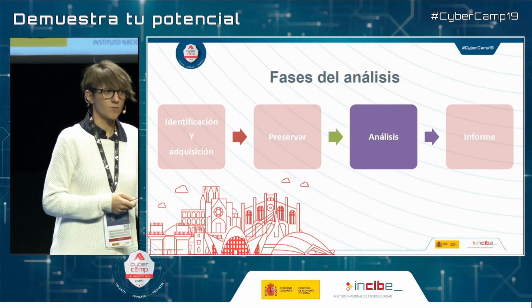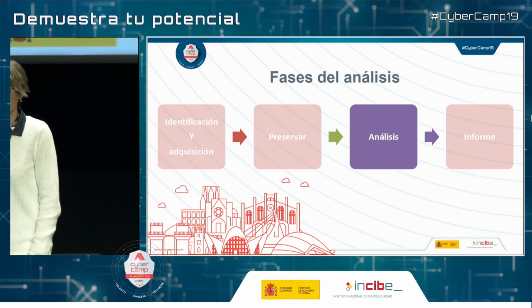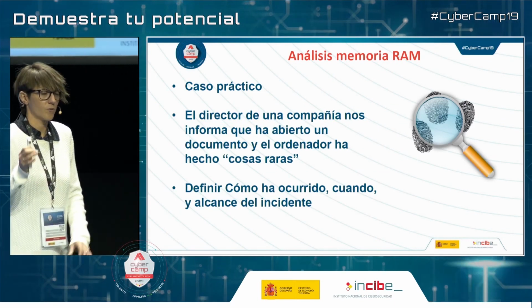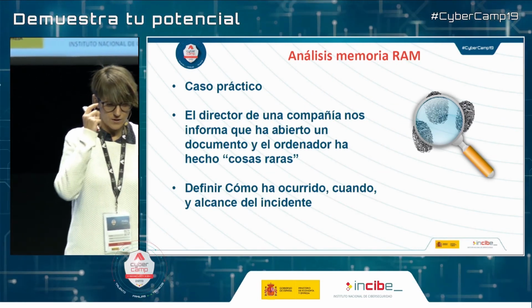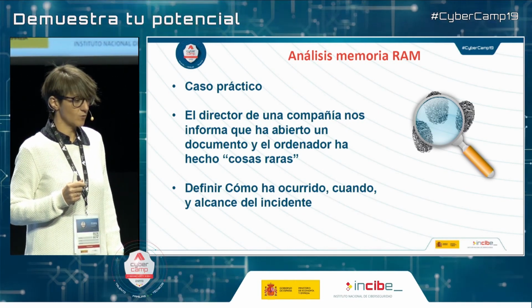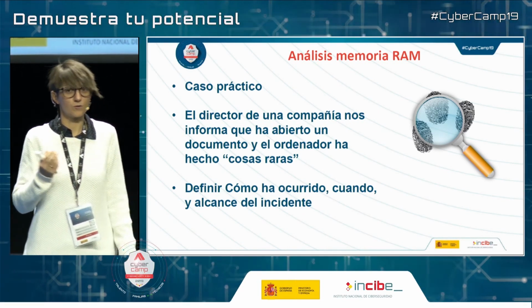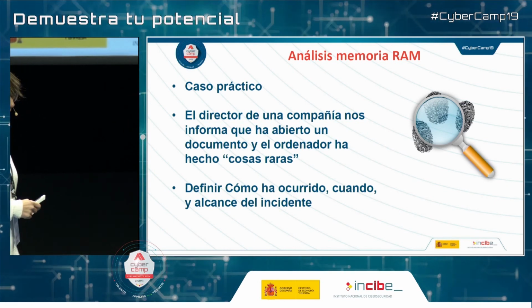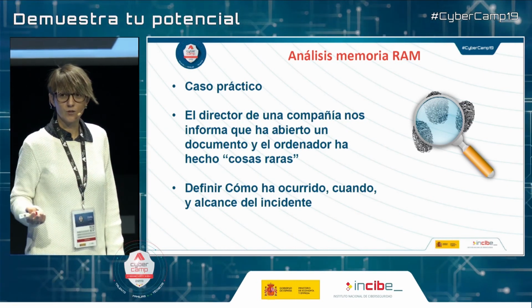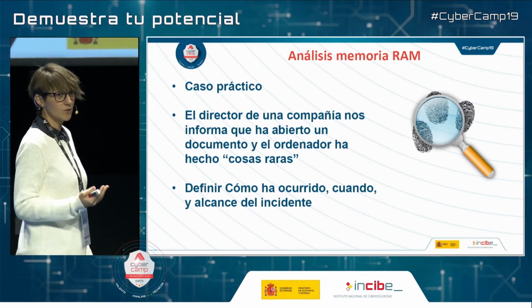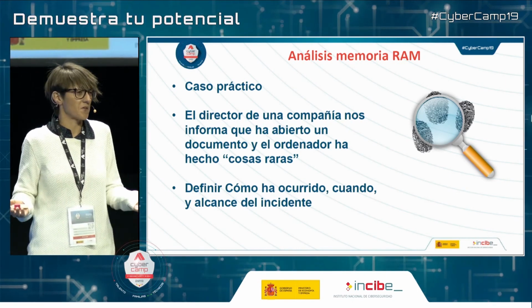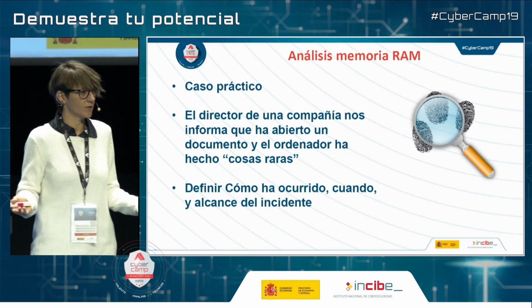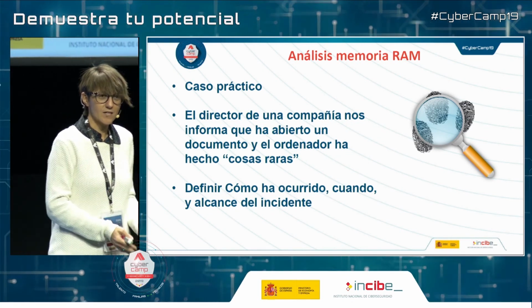Now, we've done everything right. We go on to our analysis, we've got our evidence, we've preserved it, and so we start analyzing. And where do we start here? The evidence that I'm going to use on these slides belongs to a practical use case that we have for practice. It's not a real case, but it could be perfectly well a real case. So let's imagine the CEO of a company opens a document, and their computer starts doing weird things, and so they call us and say, oh, what's going on? I've just opened a document and now it's doing weird things.